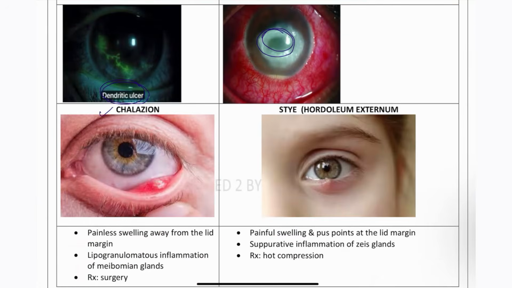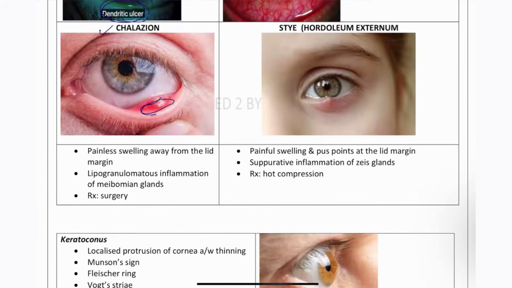Chalazion, you are going to see this is how the chalazion will be presented, guys. And chalazion is most commonly due to meibomian gland inflammation. Okay, surgery is the choice. Stye, or hordeolum, will cause a painful swelling, most commonly due to Staph aureus infection, and it will involve the gland of Zeis. Hot compression is enough.